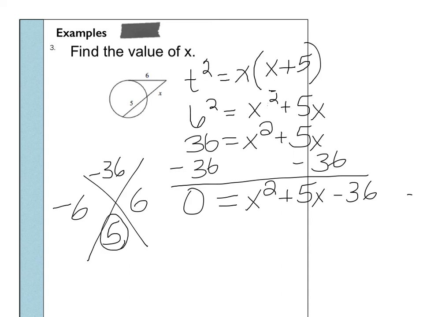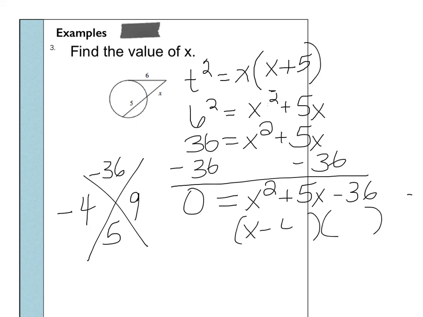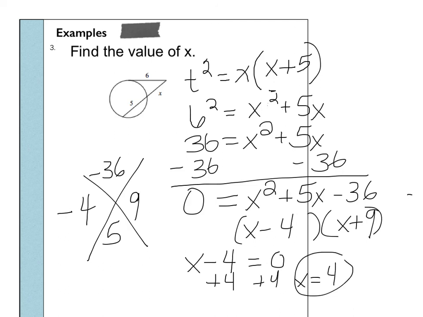So let's try again. What about 9 and 4? If I make 9 positive and make 4 negative, I'd get negative 36. And 9 minus 4 gives you 5. Those are our factors. So we're going to have x minus 4 and x plus 9. Now we know one of these is our answer, but you have to solve these little mini equations. Whichever one becomes positive is your solution. We add 4 to both sides, x is going to equal 4. The other one won't work because when you solve it, you will get a negative number. So our answer is 4.